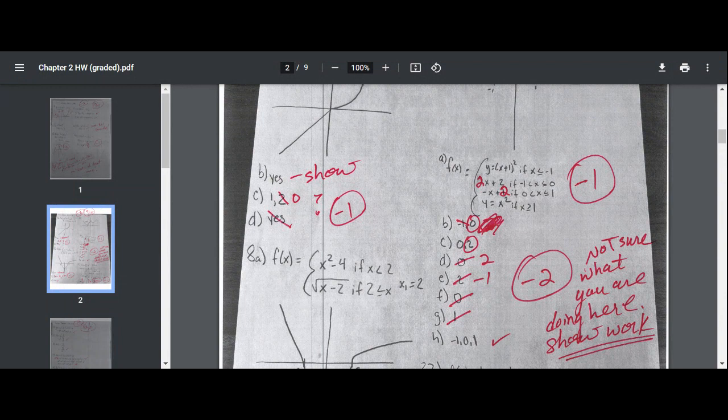Oh, 2 times the quantity x plus 1. I did the derivative wrong. The derivative of this is 2 times the quantity x plus 1 to the first times the derivative of what's inside. So if I plug in -1, I get 0 times 2, which is 0. And I think that's what you were doing here. So I actually gave you credit for that, because you were plugging in -1 to the derivative and getting 0. Yeah, okay. I think that is what you were doing.